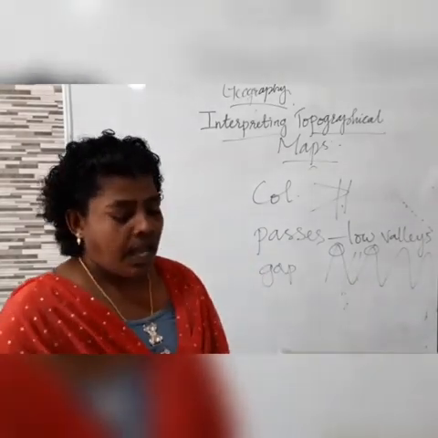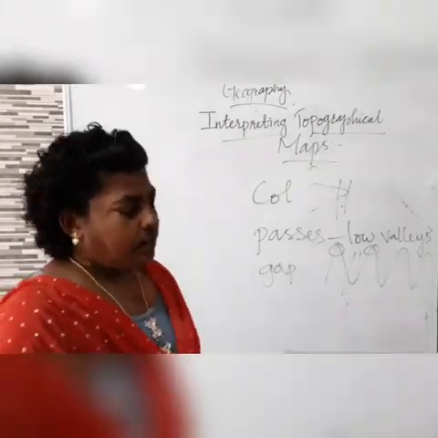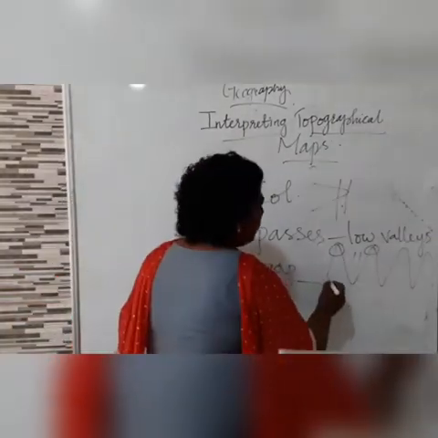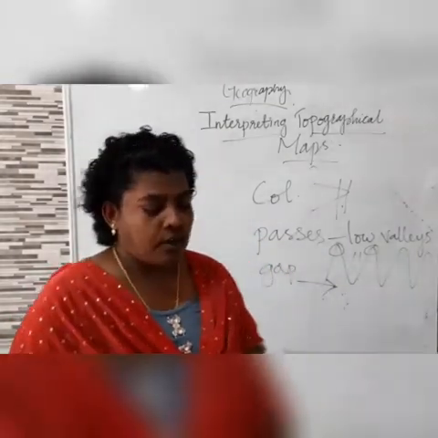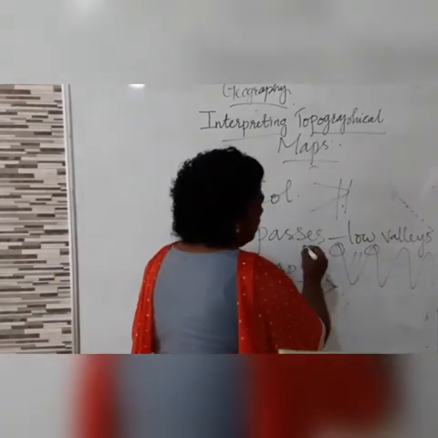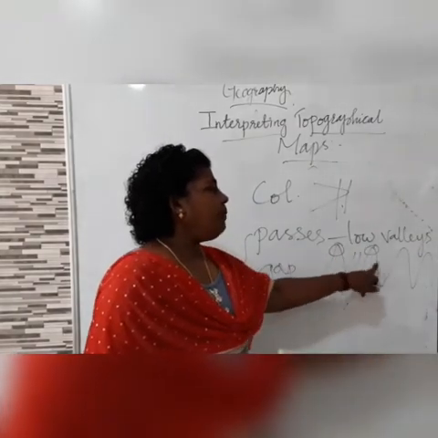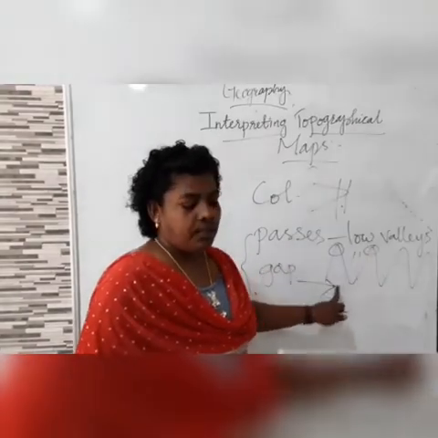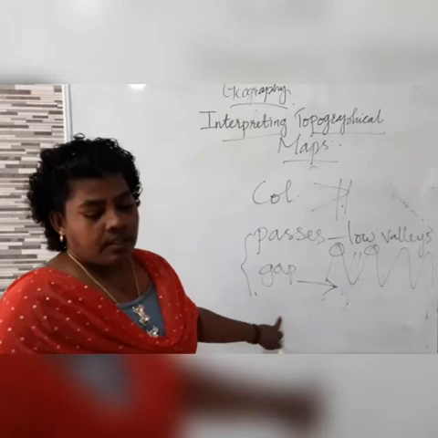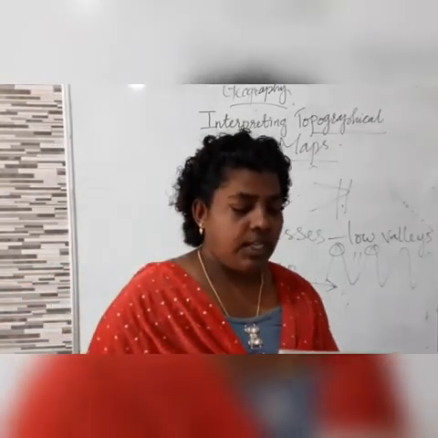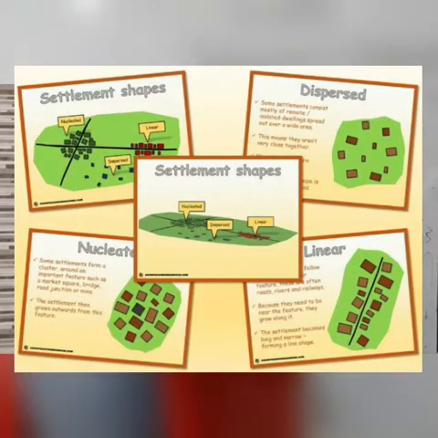Do you understand? And gap. A gap is a low-lying depression in a valley which cuts through the range of hills. Almost the passes and gap are the same. It is a low valley between two peaks. Here what happened? It is the low-lying depression in the range of hills. Did you understand? Now we are going to learn about settlement patterns on the topo sheet.